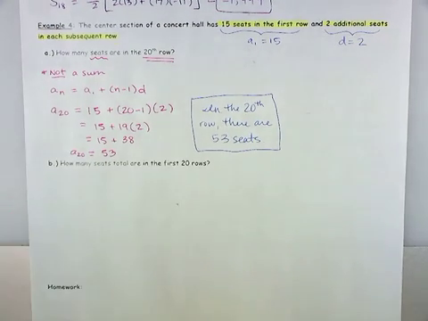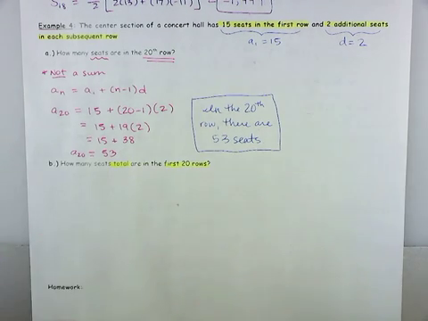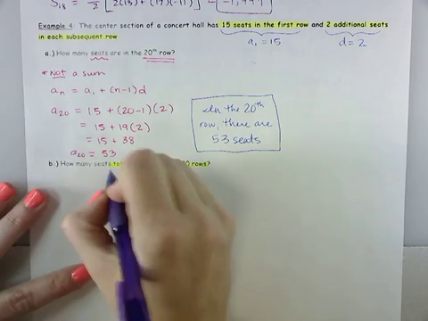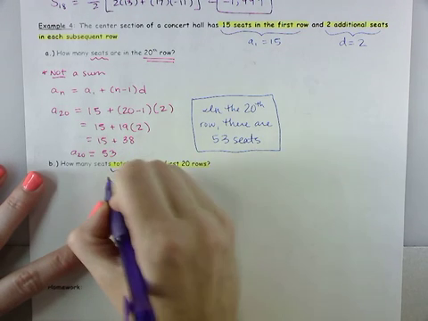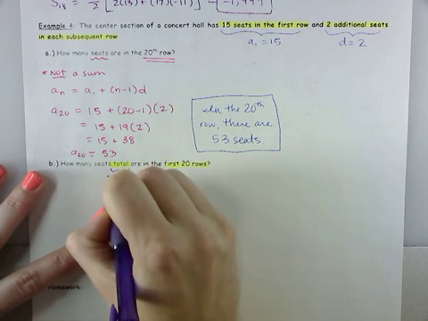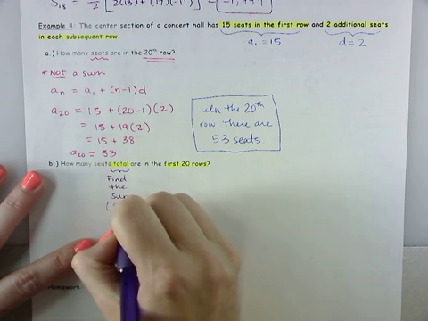Okay, so for part B, it says how many seats total. So that word total is important here. How many seats total are in the first 20 rows? So whenever you see something like total, that's going to indicate to you that you have to find the sum, which is S sub 20.